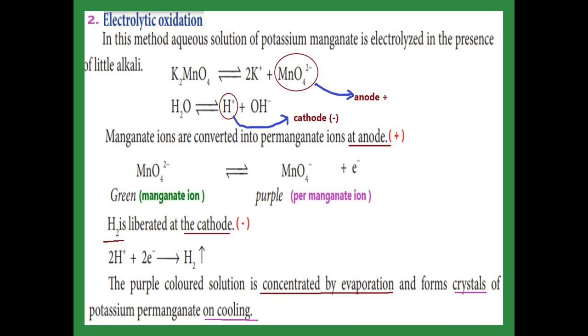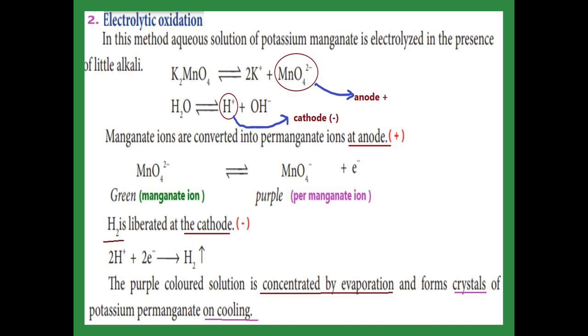The H+ goes to the cathode because the cathode is negative. In the first reaction we have K+ on the product side, and in the second we have OH- on the product side. Both combine with each other and give KOH. Now see the anode, which one is going to the anode? MnO4 2- is going to the anode, that is called the manganate ion. It is green in color.